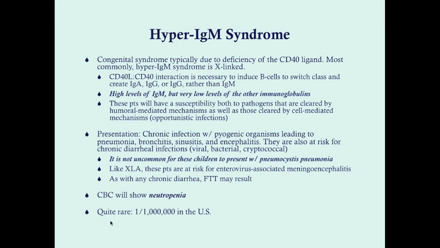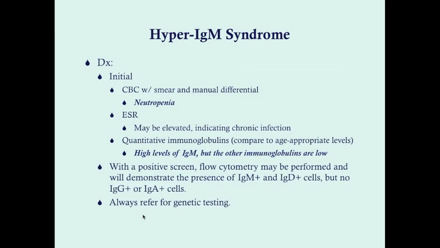Unlike XLA, this is much rarer. This is only about 1 in a million in the US. So for diagnosis, start out with the CBC, smear, and manual differential. You're going to have neutropenia.